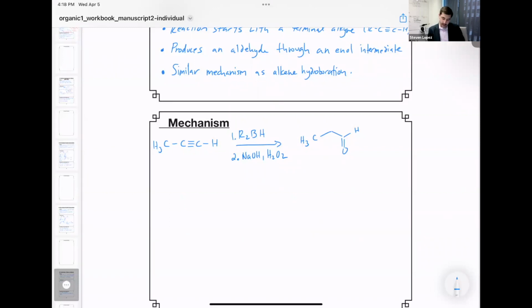So like with the alkenes, this undergoes a concerted and syn addition of the borane onto the alkyne. In this case, the second step produces what's called superoxide through the reaction of hydrogen peroxide and sodium hydroxide, and overall is a very basic environment.